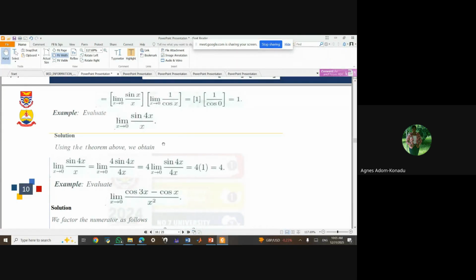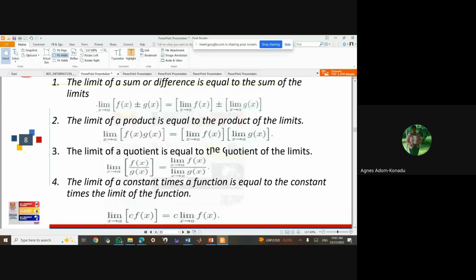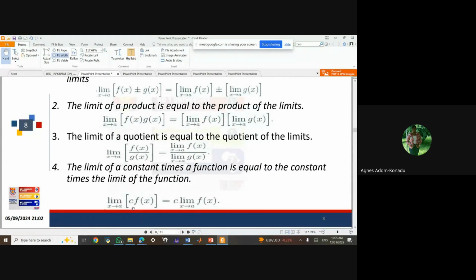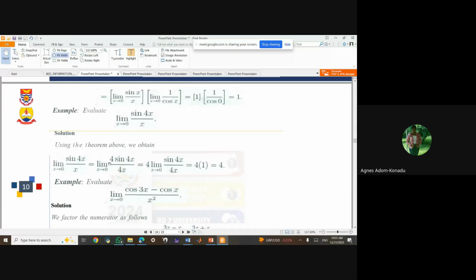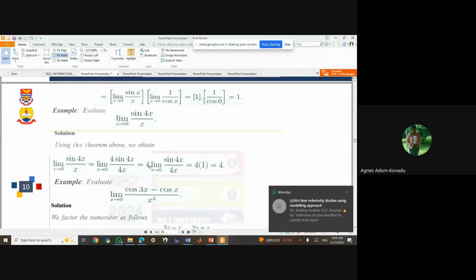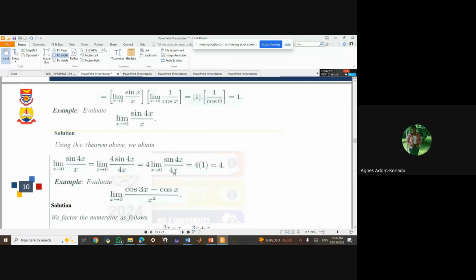And then one of the rules, the fourth one, says that if I have a constant times a function, I can bring the constant out. Then I find the limit of the function. So I'm bringing the 4 out. Then I have the limit as x approaches 0 of sine 4x over 4x. Then the theorem says that the limit of sine of an angle divided by the same angle will give me 1. So the limit as x approaches 0 of sine 4x over 4x will give me 1. So this will give me 4 times 1, which is 4.